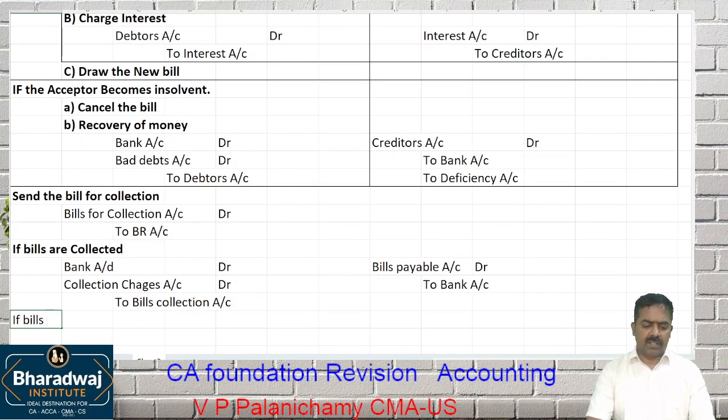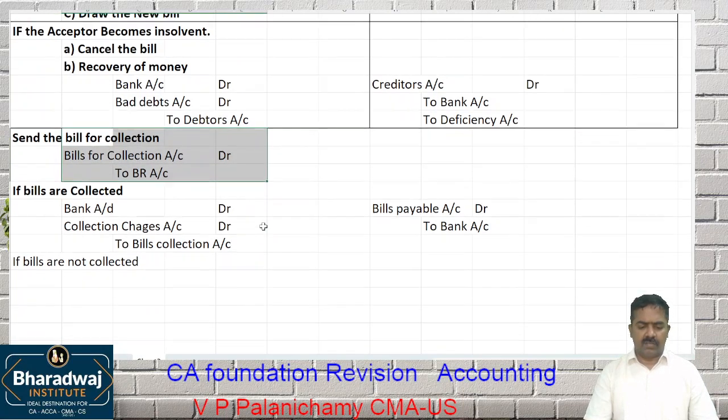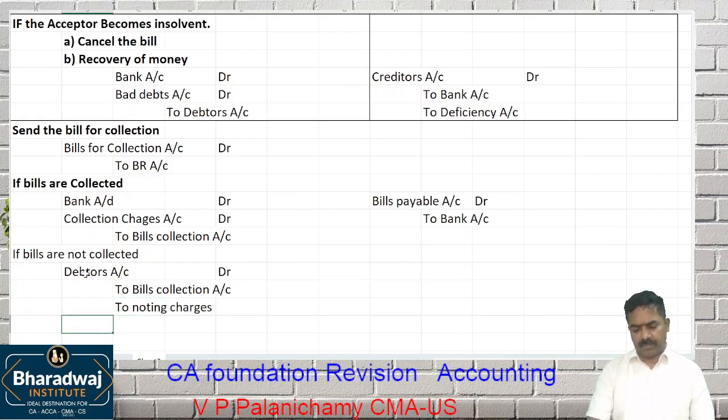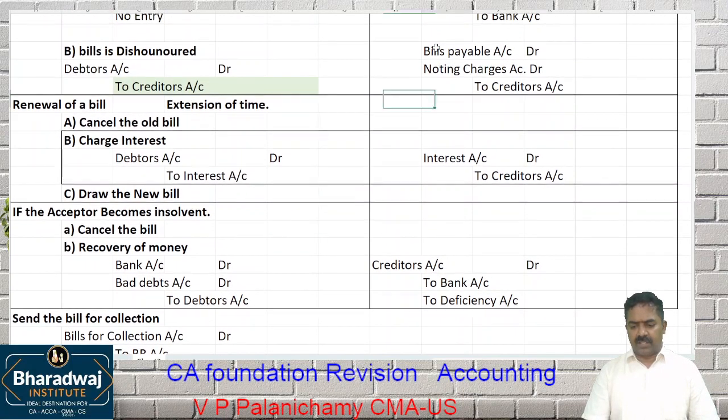If bills are not collected, this entry you have to cancel. What is the entry you have to cancel? Bills receivable account debtor to bills for collection. Send it to our debtors. You can put debtors account debtor to bills for collection. If there is a noting charge also, the other party should pay. The other party will pass a normal dishonor entry.